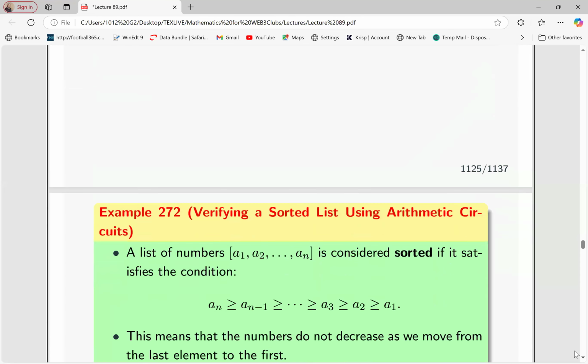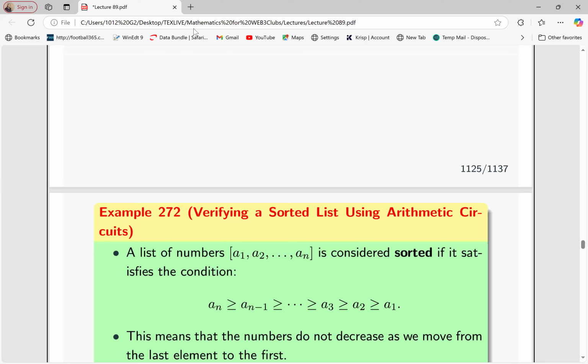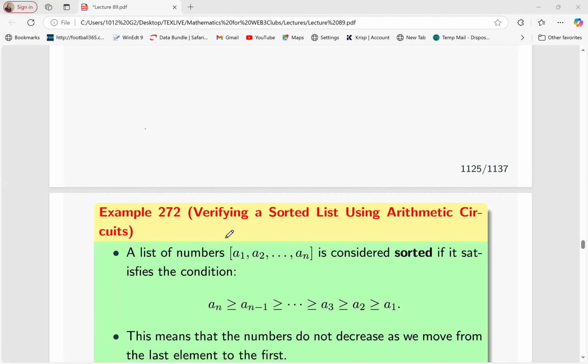Now, that is the first thing I wanted us to look at. That is the concept of the three coloring problem. And the other thing that I want us to look at is verifying if a list is sorted. What I mean by this is that we want to verify if a list is arranged in some order. If the list is well arranged in ascending order or in descending order. That's what we mean by the list being sorted.